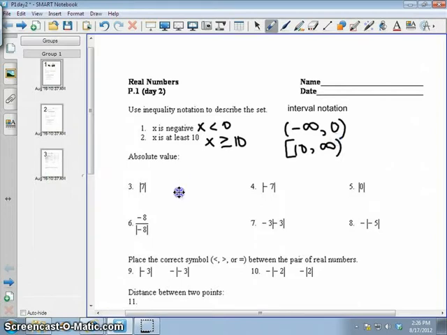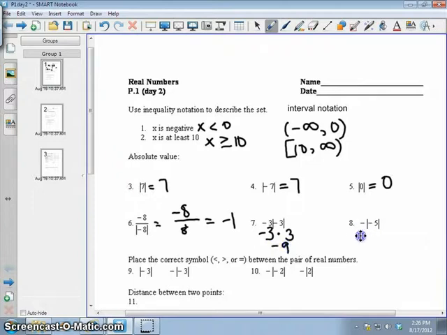Absolute value is the distance from 0 on a number line, so the absolute value of 7 is 7. The absolute value of negative 7 is also 7, and the absolute value of 0 is 0. For number 6, we'll leave the negative 8 alone in the numerator. In the denominator, the absolute value of negative 8 is positive 8, and so that whole fraction simplifies to negative 1. For number 7, we have negative 3 times the absolute value of negative 3, which would be positive 3, and then that is equal to negative 9.